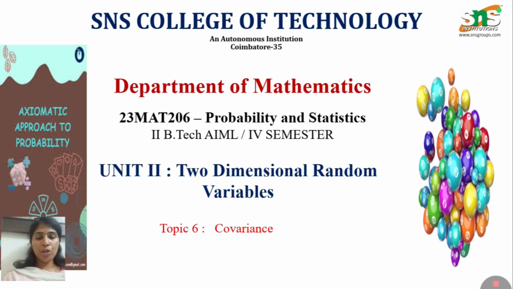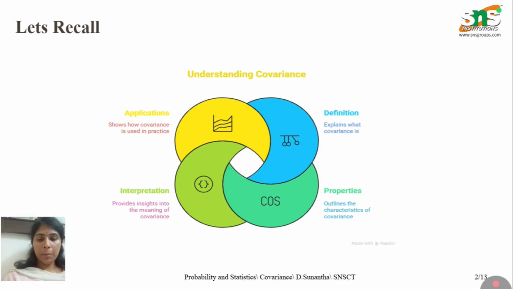As the continuation of the lecture series on the topic two-dimensional random variables, in this lecture video we are going to see what is covariance. Covariance is nothing but the study of the relationship between two variables, say X and Y.